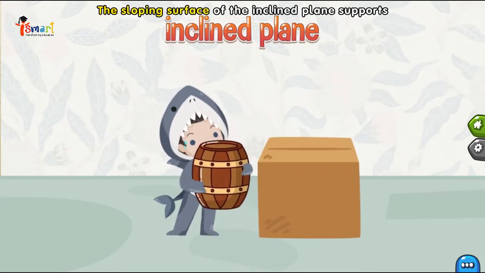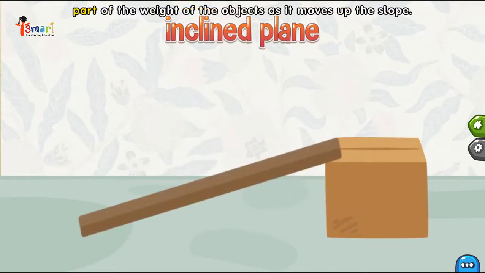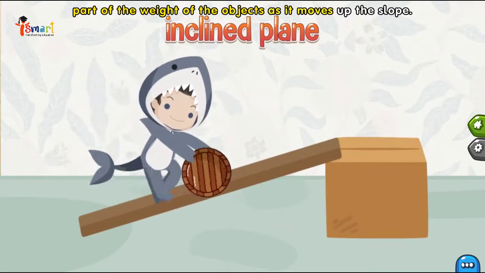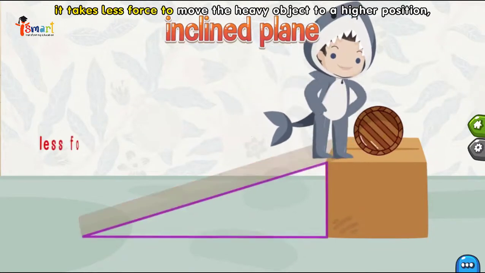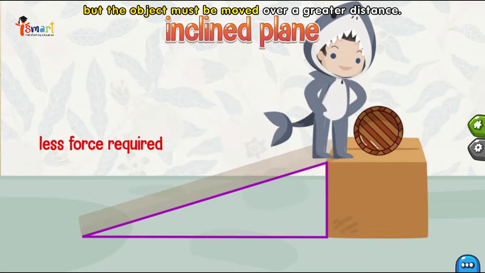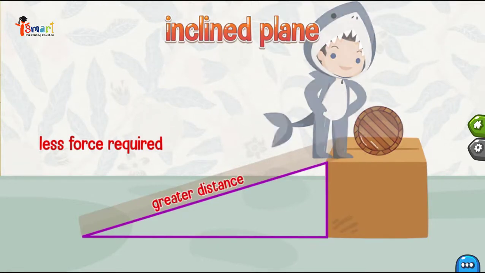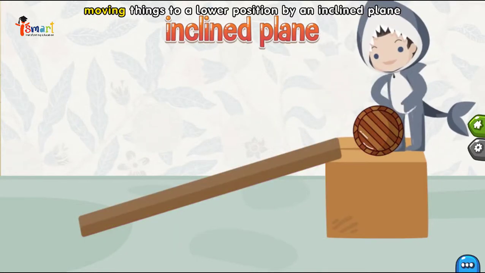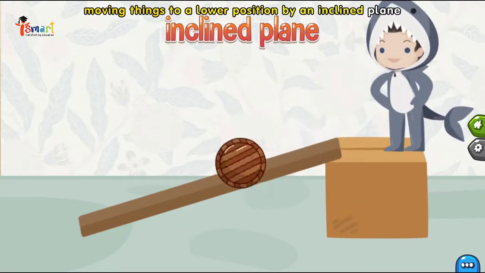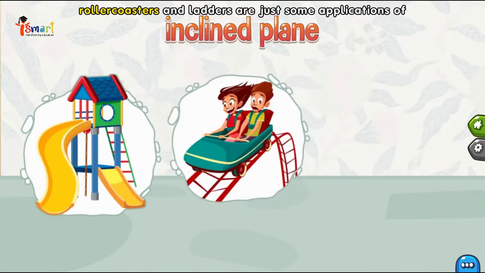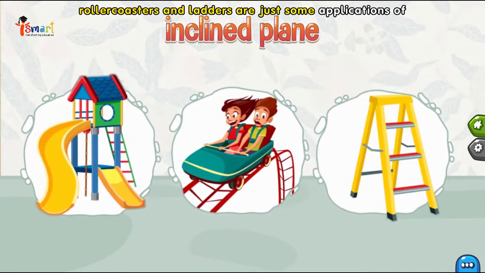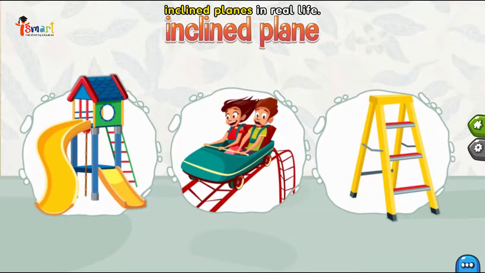The sloping surface of the inclined plane supports part of the weight of the object as it moves up the slope. As a result, it takes less force to move the heavy object to a higher position, but the object must be moved over a greater distance. However, moving things to a lower position by an inclined plane saves a lot of time and effort. Slides, roller coasters, and ladders are just some applications of inclined planes in real life.